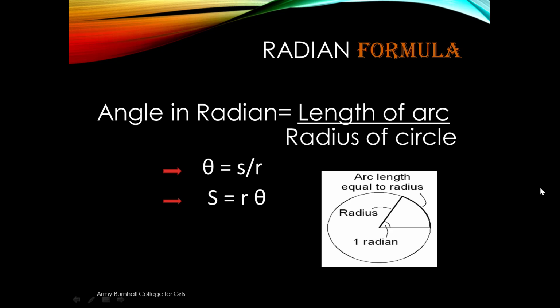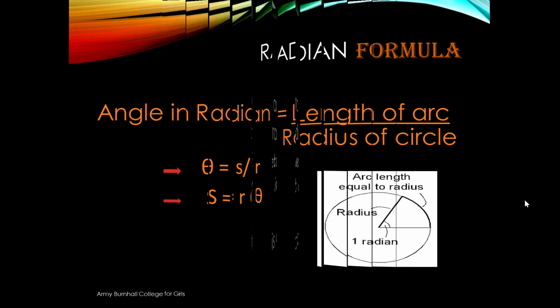What is the formula of a radian? If we have to measure angle in radians, that will be equal to length of arc divided by the radius of that particular circle. We divide length of the arc, which is represented by S, by radius of the circle, which is represented by small r. This is equal to theta. Angle is equal to length of arc divided by radius of the circle. So we can say S is equal to r theta.